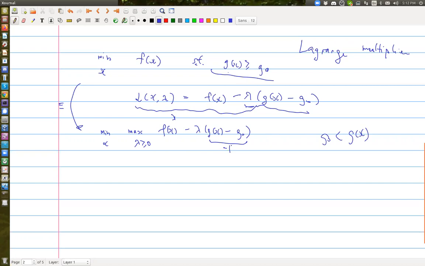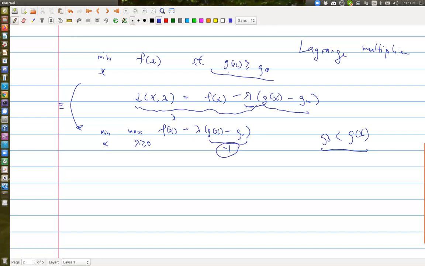Where G0 is bigger than... then I probably should have a positive sign, I say. Oh no, actually it's okay. Okay, that's okay. So if this condition is violated, then this will be negative, right?